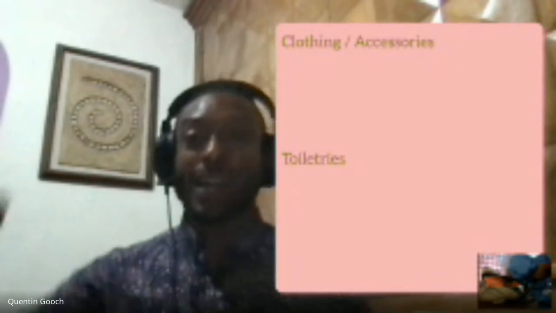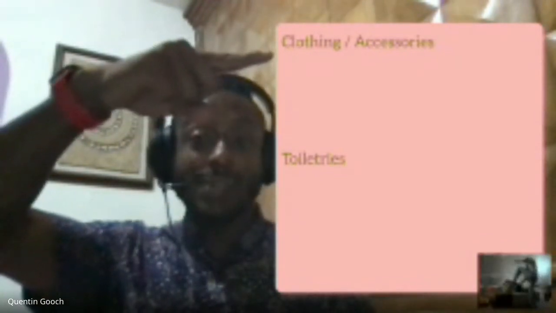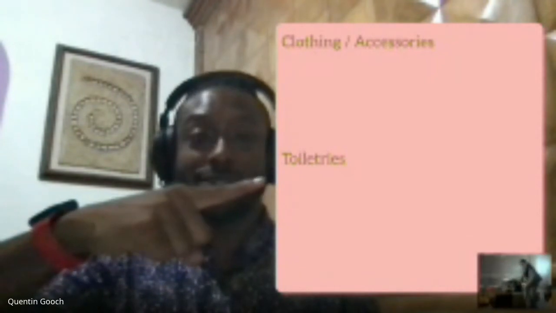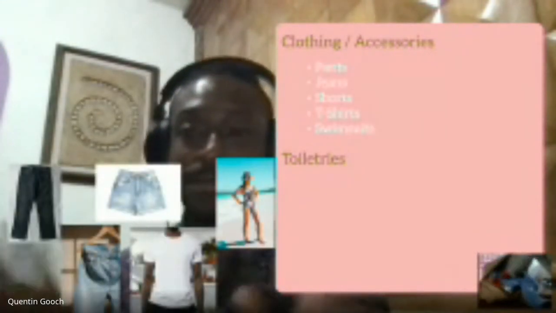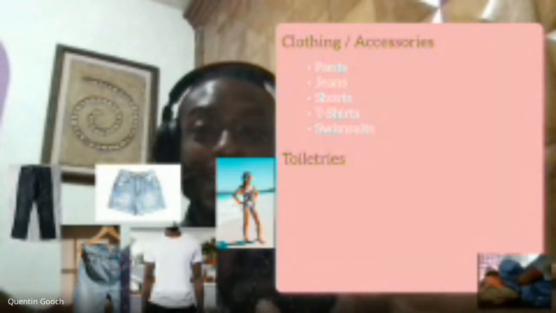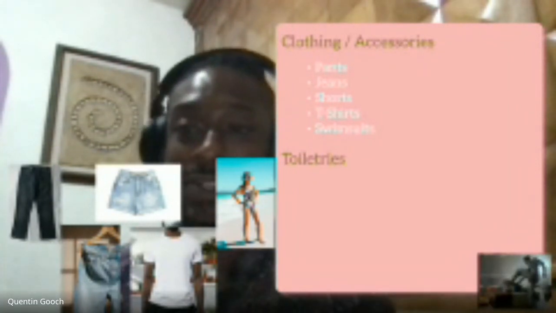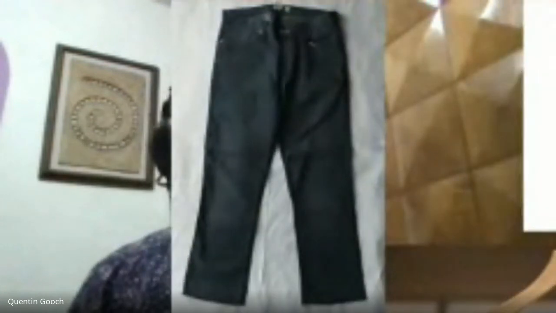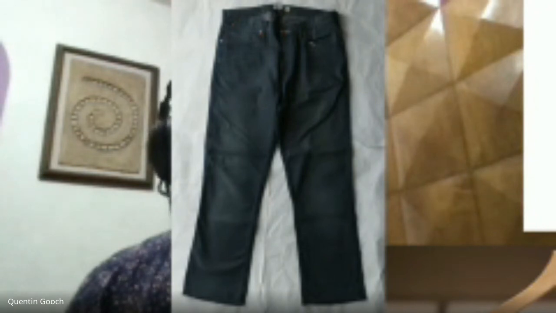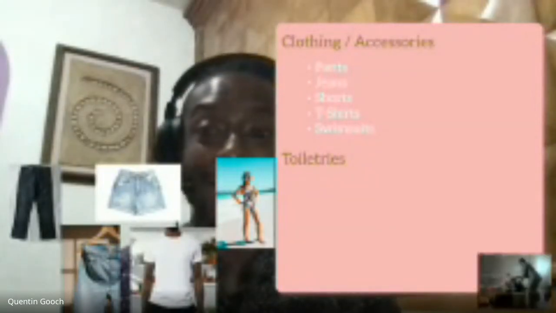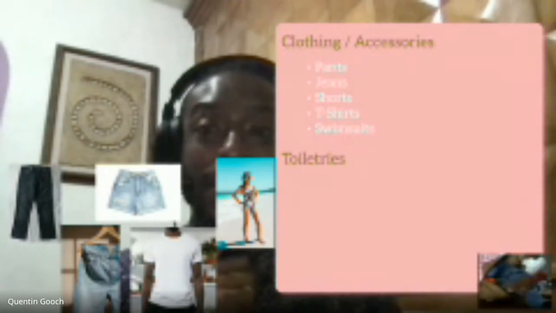So now let's learn some categories, all right? So we've got clothing and accessories and toiletries. All right. So let's look at these groups. Here we go. First set of clothing. What do you see here? What are these? Bago. These are pants. Good. So that's one thing that we could pack as clothing.